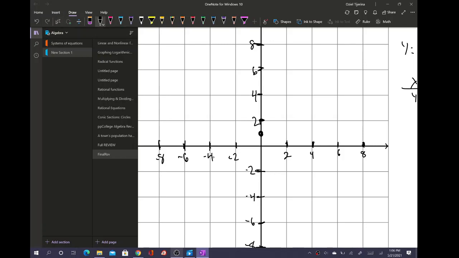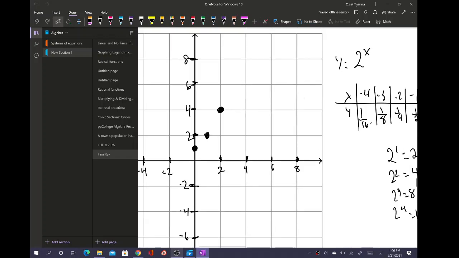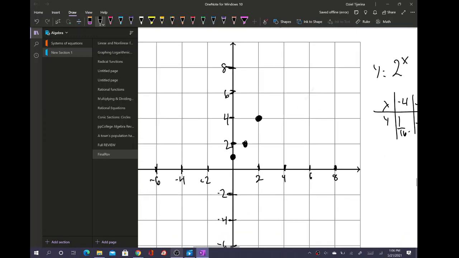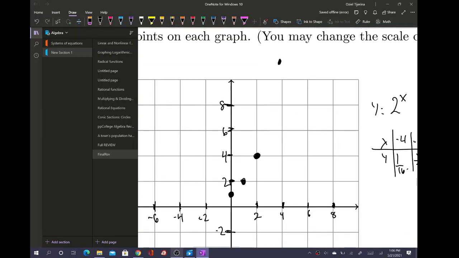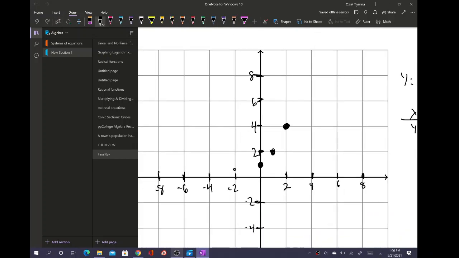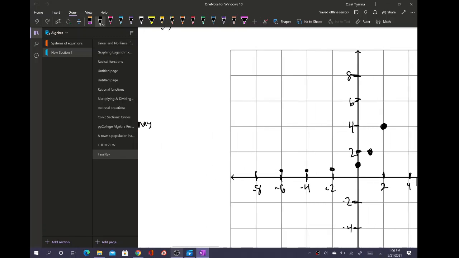Even if we do 2 to the 0, we can do it like that. Then 2 to the 1st is 2, and 2 squared is 4. And then 2 to the 4th is 16, which just goes off the grid. But the main idea is that it keeps getting closer and closer and closer to 0.